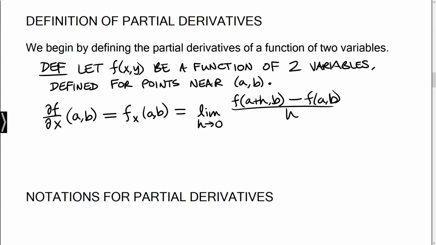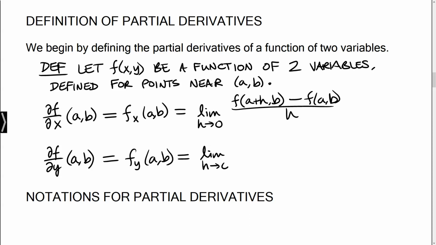And of course we get a similar definition for the partial with respect to y. So this is f sub y at a, b, which would be the limit as h goes to 0 of f of a, b plus h, minus f of a, b. So the only one we're changing here is the second coordinate, not the first.